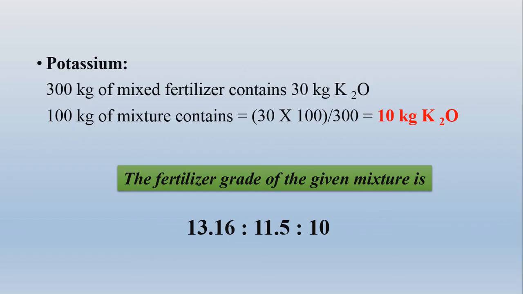And next one is potassium. For potassium also we have only one fertilizer, that is MOP. So it supplies 30 kg of K2O. It means that 300 kg of the mixed fertilizer contains 30 kg of K2O. Then how much does 100 kg of fertilizer mixture contain? That is 30 into 100 divided by 300. It gives 10 kg of K2O. Hence the fertilizer grade of the given mixture is 13.16 kg nitrogen, 11.5 kg of P2O5 and 10 kg of K2O.